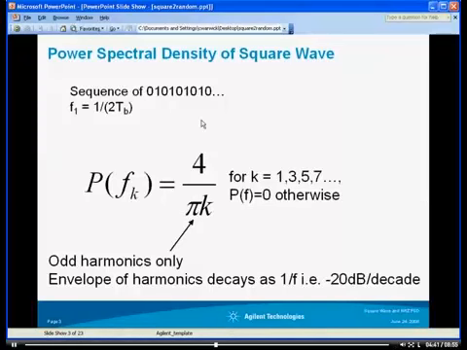So the power spectral density of a square wave, a sequence of 1s and 0s, has a fundamental frequency of 1 over twice the bit period. In this case it's 500 megahertz, with a bit period of 1 nanosecond. We have a sequence of tones where the power is spiked for certain values k, the odd orders: fundamental, third harmonic, fifth and seventh harmonic, no power otherwise. And the envelope of the harmonics decays as 1 over the frequency, which is the 20 dB per decade that we saw.